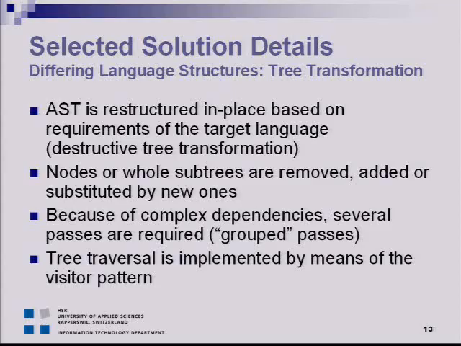When we have a look at the tree transformation, then the AST is, in our case, transformed destructively into a target language dependent tree. This also could be done differently, but in our project we decided to go that way since we didn't know if the whole structure, we're talking about millions of lines of code here, could be held in memory a second time when we have to put up another tree.